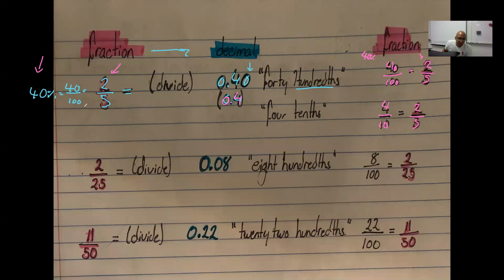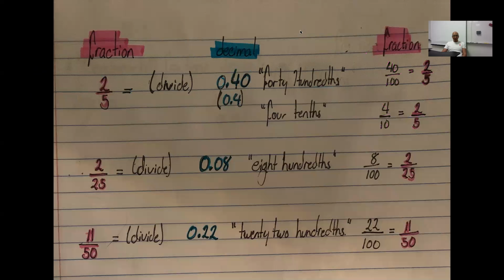So again, do we take the fraction? We divide to make it into a decimal. We get 40 hundredths. And then to make it back into a fraction, 40 hundredths, I simply wrote down 40 out of 100, and I simplified to make it back to 2/5. 4/10 is 4 out of 10. We simplify, we're back to 2/5. It's that simple.